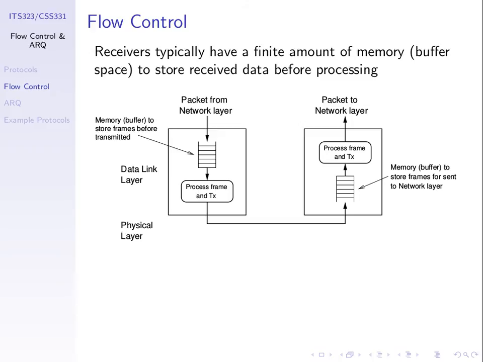So this is a problem in that we overflow the memory at the receiver. And it especially occurs when you have two computing devices where the transmitter is much faster than the receiver. It depends upon the amount of memory, but it may happen. How do we stop that from happening? If we don't want to have to discard those frames that arrive, what do we do?